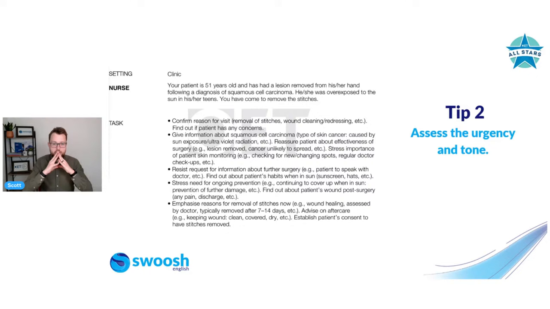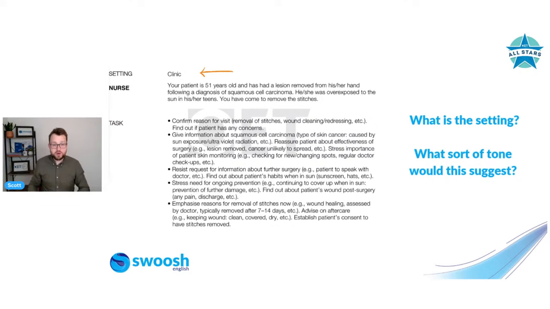Now, the second thing we want to do is, we've identified the name of the patient, identified if it's a new consultation or a follow-up, now we want to assess the urgency and the tone of this particular role play card as well. So looking at the information on the card, we want to know what is the setting first and foremost, and what sort of tone would this suggest? So we find the setting at the very, very start of the role play card. We can see the setting here is, in fact, the clinic.